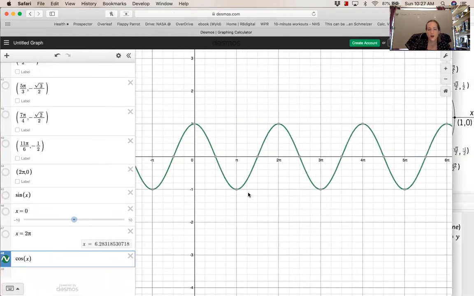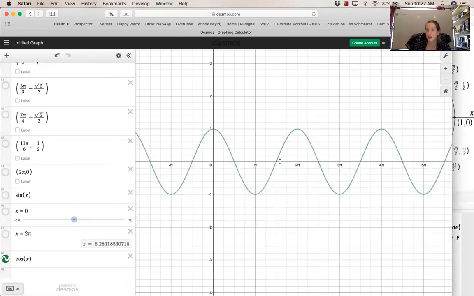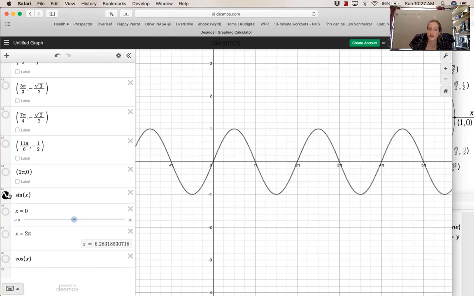Now, domain is the x values, and notice that this is going to take on all of the x values. So our domain is going to be -infinity to infinity. Our range, however, is not going to be everything. Our range has to do with the y values, or the vertical values. And notice that for our basic untransformed cosine function, this only goes between -1 and 1. So the range of our cosine function is -1 to 1. The same thing is true for our sine function. Our sine function has domain -infinity to infinity, but it has range -1 to 1.